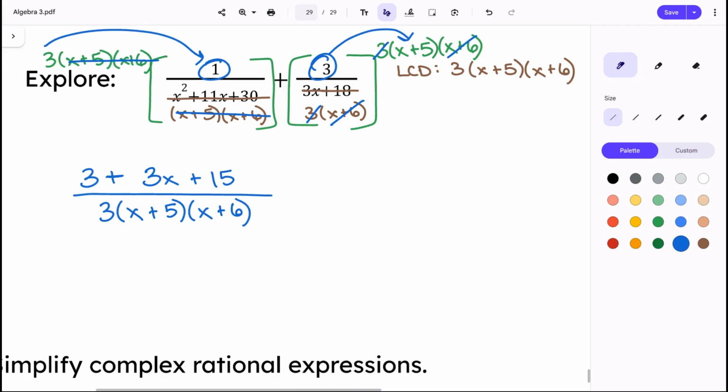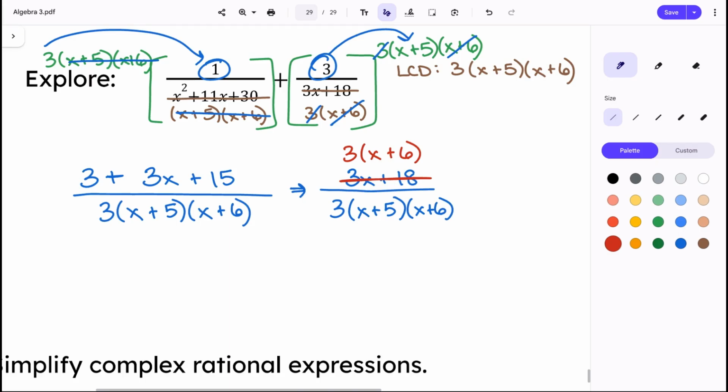Okay, what's the last thing that we could do here? Well, maybe not truly last thing, but what would be the next thing we could do? Can you combine anything on the top? What's that become? So I'm going to rewrite this as 3x plus 18. Okay, can I simplify that though? Yeah, I can refactor this so it's 3 times x plus 6.